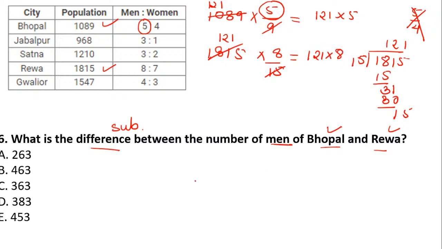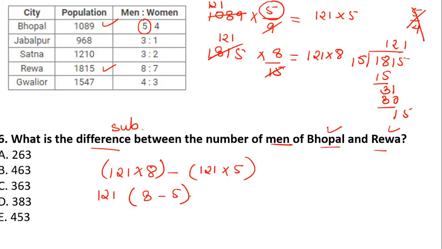Okay, now one trick I want to tell you. What is the trick? You need to find out the difference. I told you in difference we always have to subtract. So 121 into 8 minus 121 into 5. You know in mathematics when some numbers are the same we can take them common. So I will take 121 common and in the bracket it will come 8 minus 5. So 8 minus 5 is how much, students? It is 3. So 121 into 3 is 363. That is why your answer will be C.